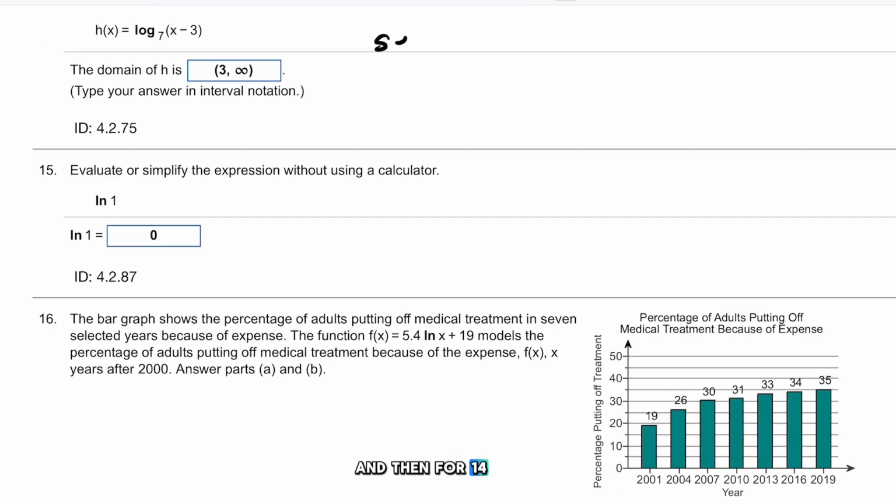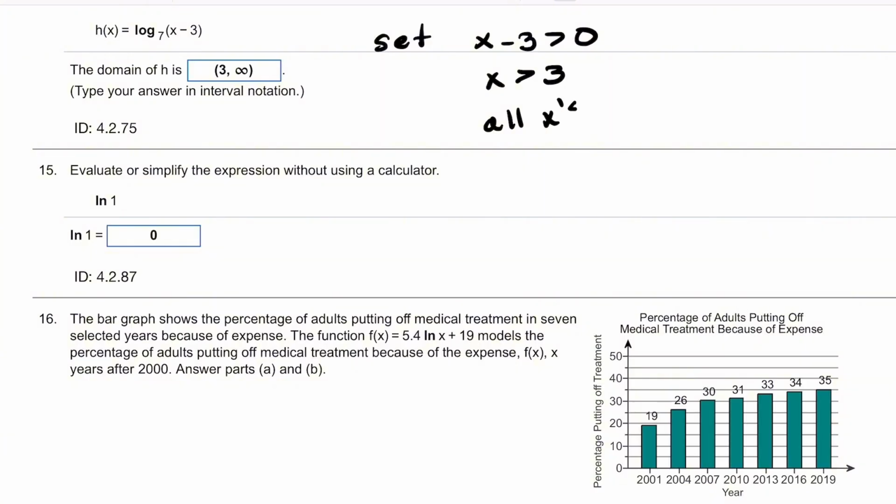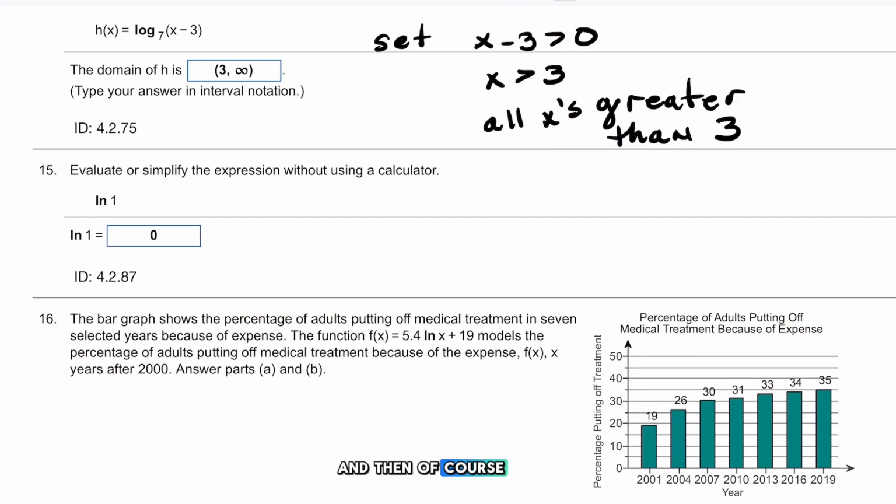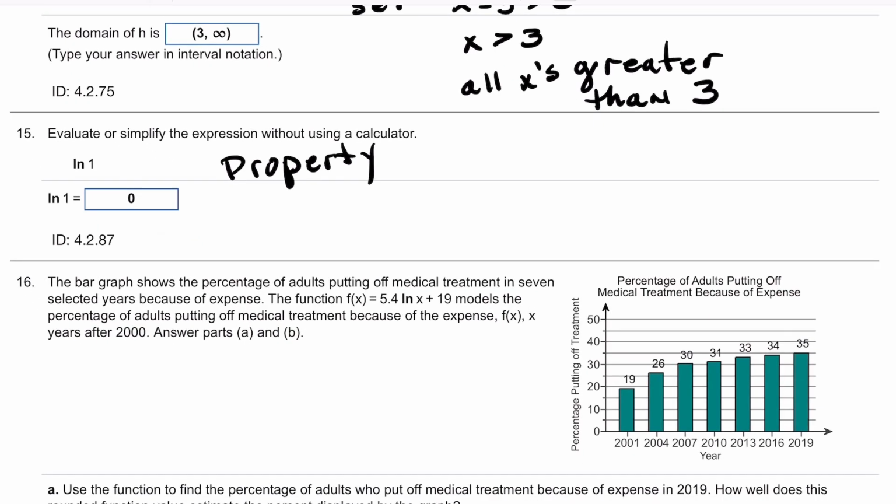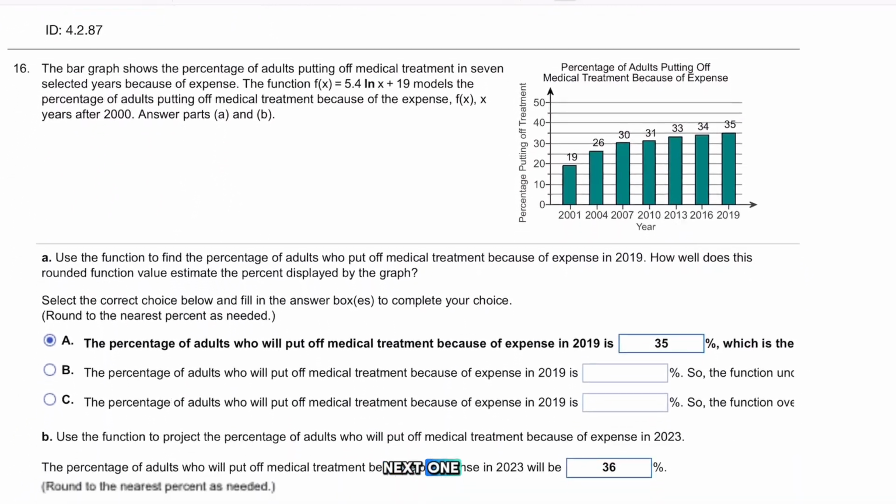And then for 14, you're just going to set what's in the parentheses greater than 0, and you're just going to solve for x. So the domain is all of the x's that are greater than 3. And then, of course, from the properties, you know that the ln of 1 is 0.